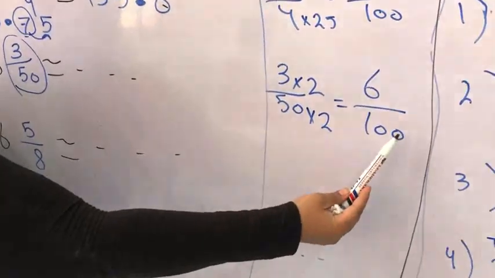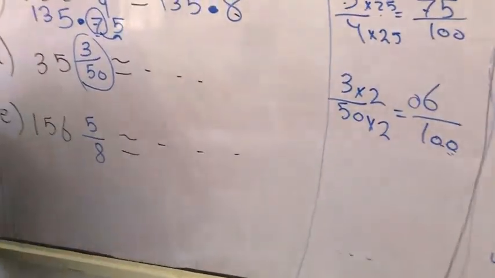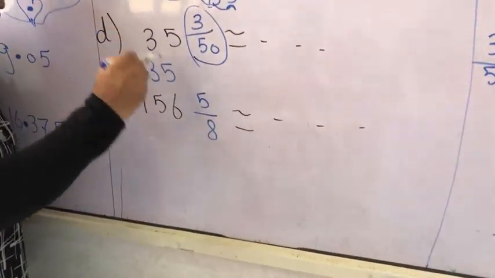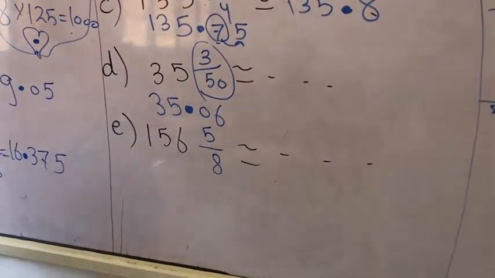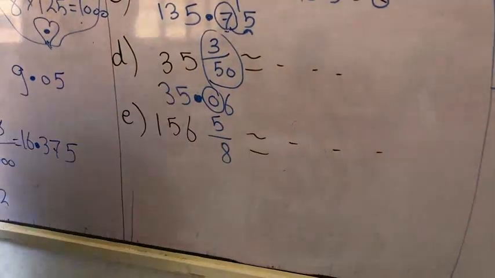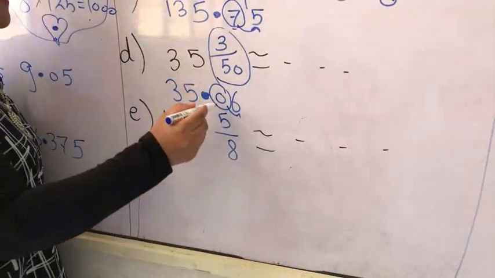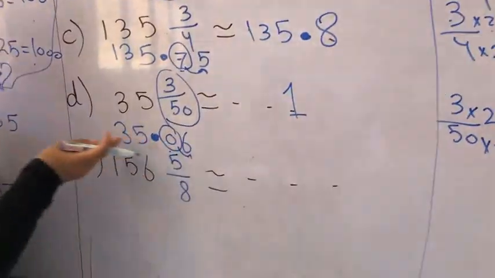So I will put my point after how many digits? 2. 1, 2. I will put my 0. So I have in here whole number 35. This is the whole number. 0.06. Where is the tenth place? The first place after the decimal point. So look to the previous digit. 6, increase me by 1. Yes, 0 becomes 1.